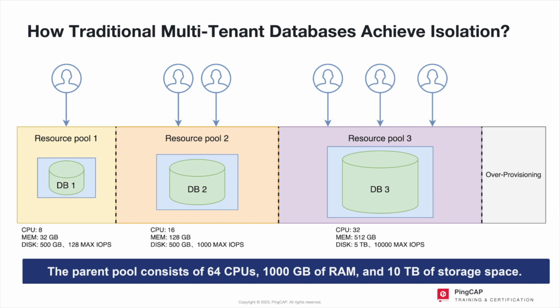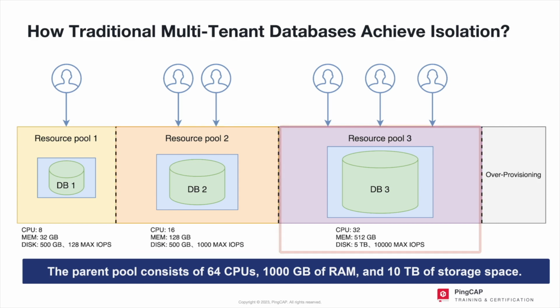Let's begin with DB1. We will create resource pool 1 and assign DB1 to it. This is a lightly used database, so we will only assign it 8 CPUs, 32 gigabytes of RAM, and 500 gigabytes of disk space. And we will limit it to 128 IOPS. Let's move on to DB2. DB2 needs a little more power than DB1. So we create a resource pool, call it resource pool 2, and assign it 16 CPUs, 128 gigabytes of RAM, and 500 gigabytes of disk space. We will limit it to 1,000 IOPS.